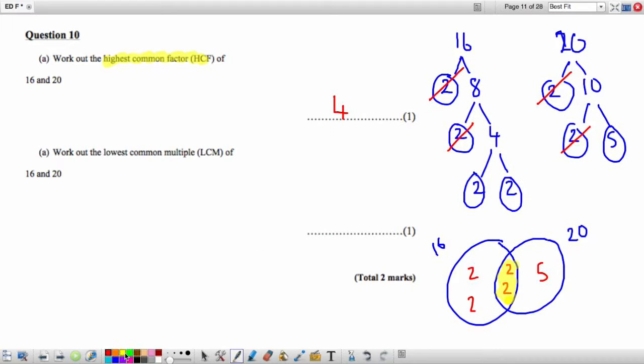For the lowest common multiple, we multiply all of the numbers in the Venn diagram. So all of these numbers multiplied together will give us our lowest common multiple. So in this case we have 2 to the power 4 multiplied by 5, which gives us a total of 80.